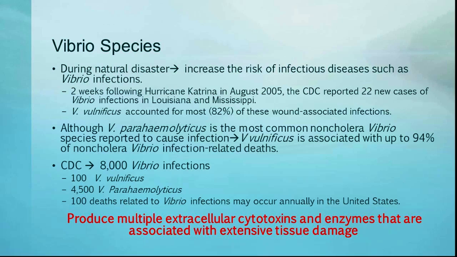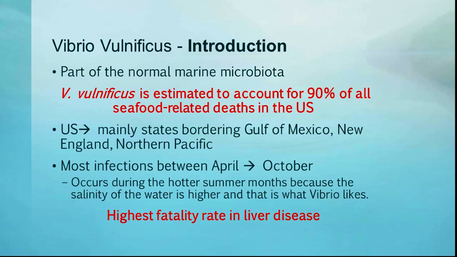So CDC reports about 8,000 Vibrio infections, and I put that down just to show the ratio. You can see that out of 8,000, about 100 of those are vulnificus, and about 4,500 are parahaemolyticus. And usually, annually, there are about 100 deaths related to Vibrio infections. So what Vibrio species usually do is that they produce a lot of cytotoxins and a lot of enzymes that cause tissue damage, and that's when we see a lot of the mortality. So the first one in that family that we'll talk about is vulnificus.